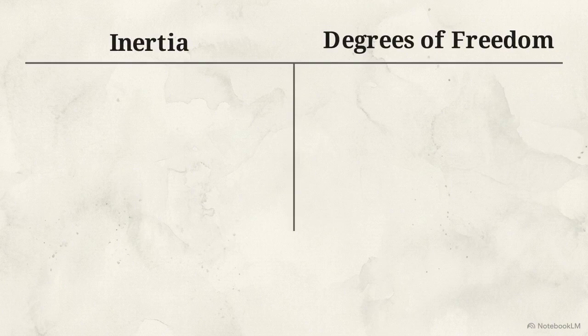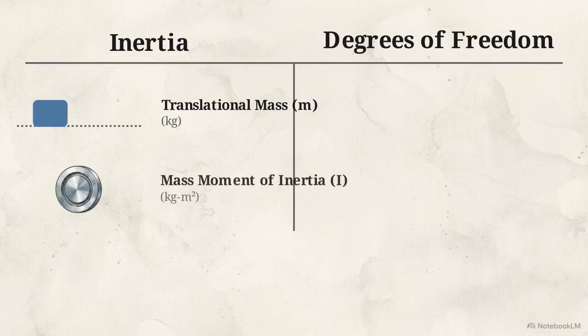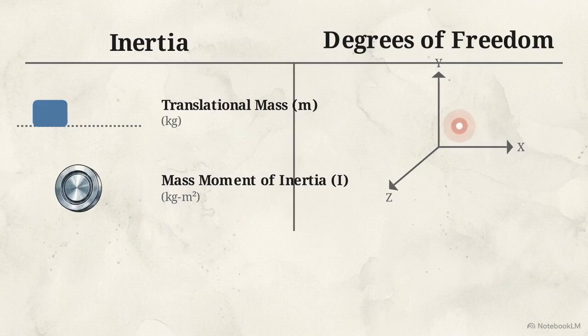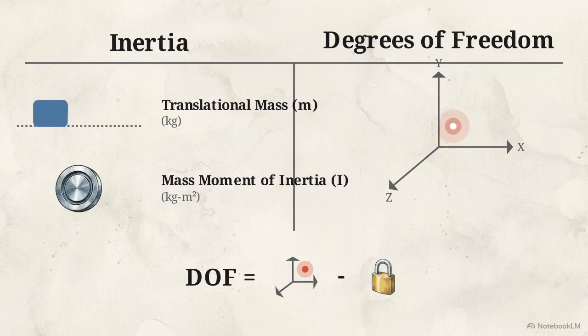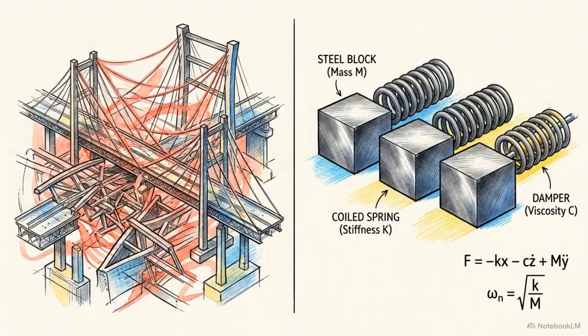Let's review exactly what we've covered with this summary graphic. We differentiate inertia by translational mass versus rotational mass moment, and we track our degrees of freedom based on spatial dimensions. And most importantly, remember the core calculation rule. Total degrees of freedom always equals the number of unconstrained coordinates minus the number of constraint equations. Mastering parameter lumping and degrees of freedom provides the logical framework needed to convert chaotic physical structures into precise, solvable engineering equations.